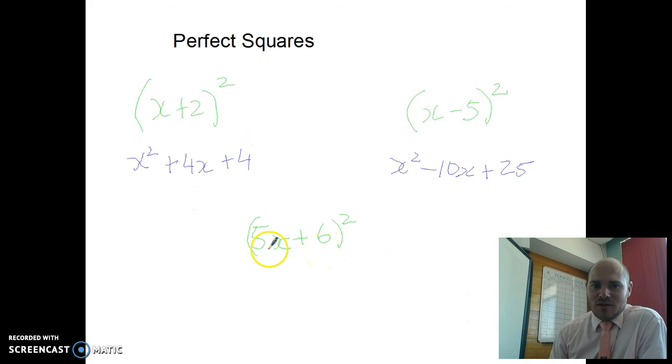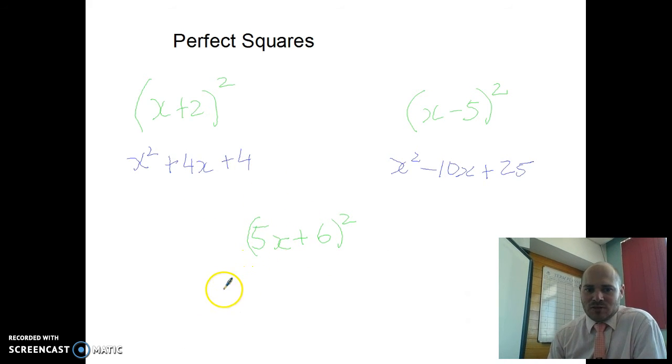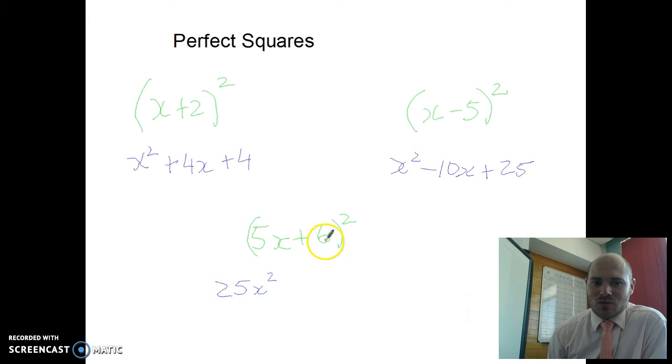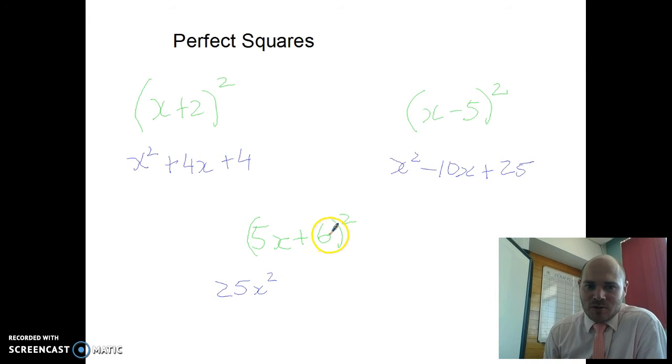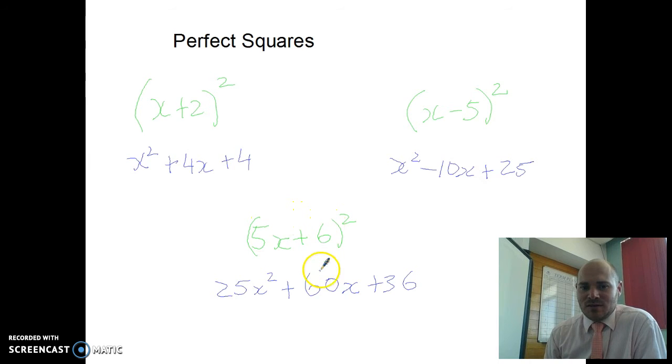If there is something in front of x, well, I've got to square that one. So 5 squared is 25, and then I've got my x squared. To get my coefficient of x in the middle, I do my 6 times my 5, which gives me 30, and then again I double it. So I get my 60x, and then I just square my 6 to get 36. So 5 times 5 gives me my coefficient of x squared, so 25x squared. 5 times 6 is 30, doubled is 60x, and 6 times 6 becomes 36.